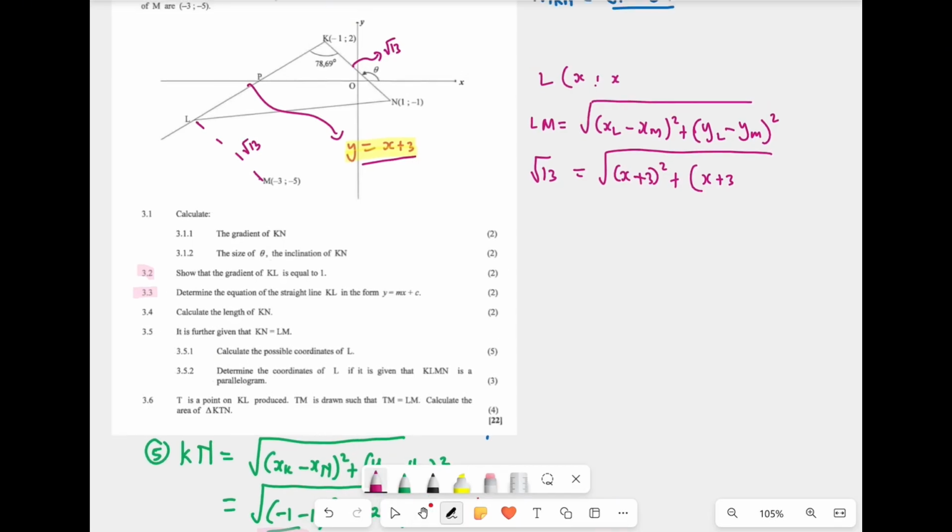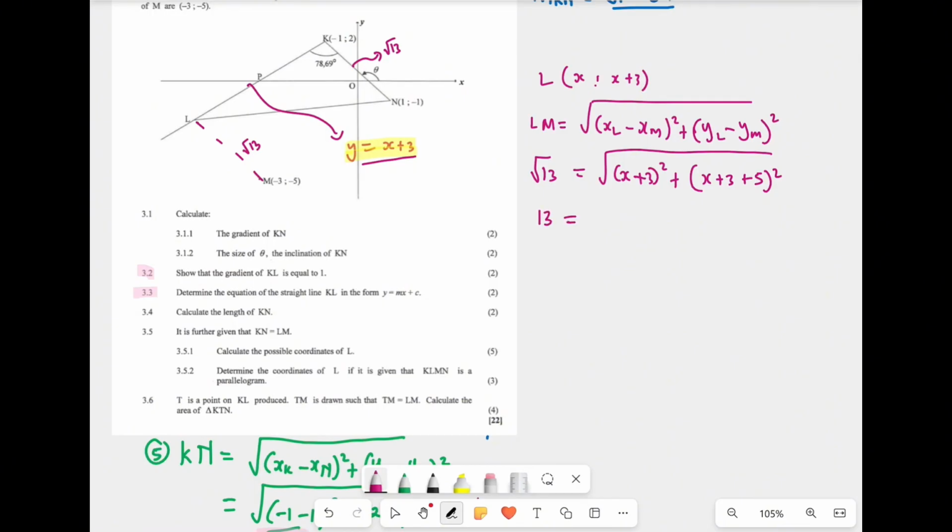So we got X plus 3, and then minus, what is my YM? It is minus 5, so it will be plus 5, all squared. And then we can square on both sides to remove the square roots. So if I square on both sides, the square roots will cancel.